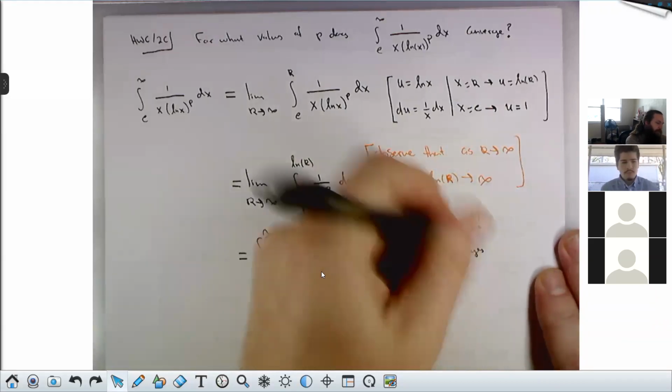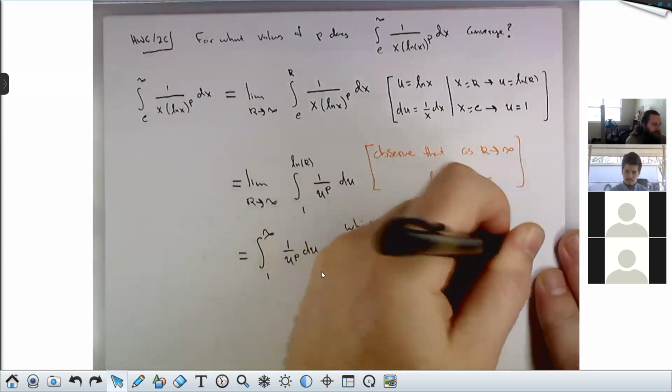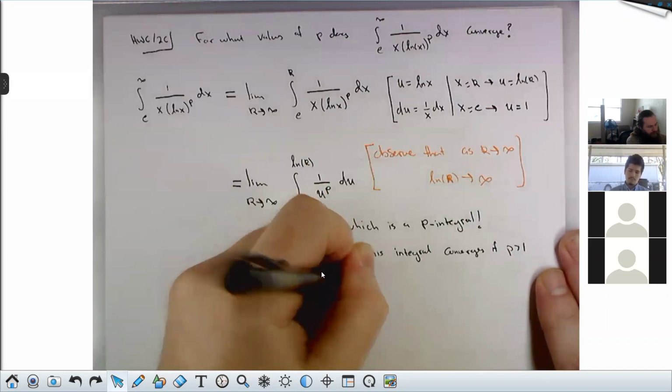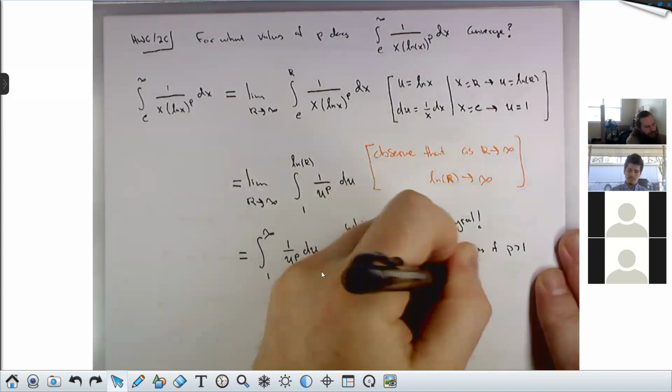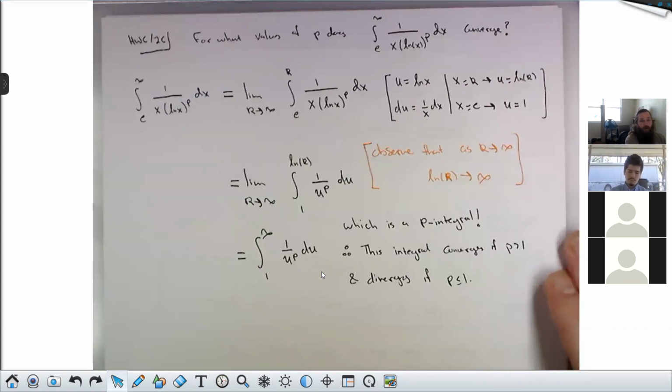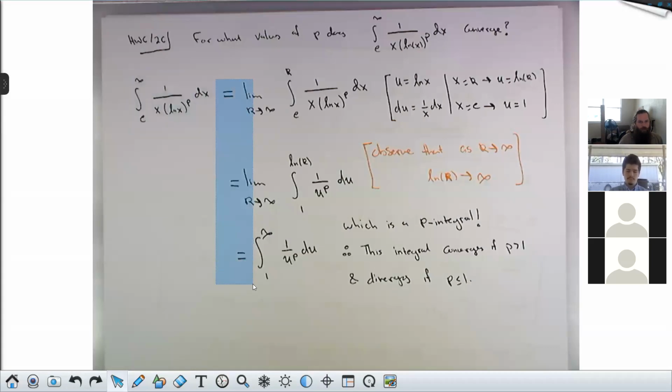If p is greater than 1, then it converges. And diverges if p is less than or equal to 1. And since the original integral equals this integral, if this integral converges when p is bigger than 1 and diverges otherwise, then the original integral converges if p is bigger than 1 and diverges otherwise. So we're done. This is a nice, slick argument that doesn't require actually doing the computation.